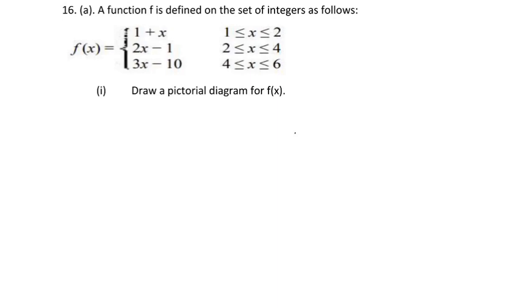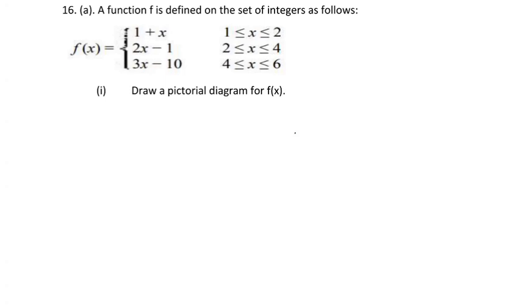Question number 16, part A. A function f is defined on the set of integers as follows. Okay, so there are several values for the function of x. Okay, so Roman 1, we are supposed to draw a pictorial diagram for function of x. Okay, so for this part, this is the step function problem. And to draw the function, we need to draw the functions given one at a time in the same plane.